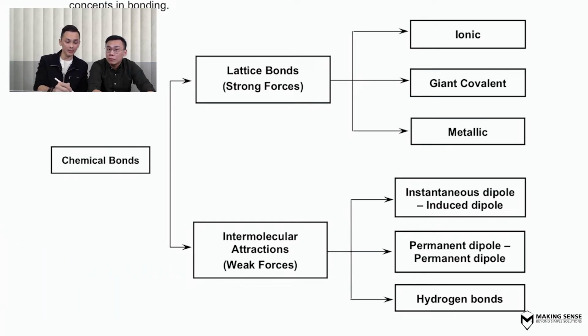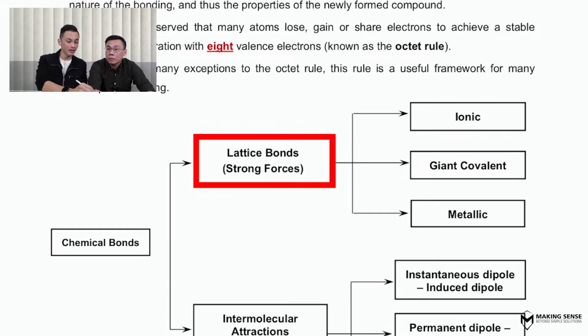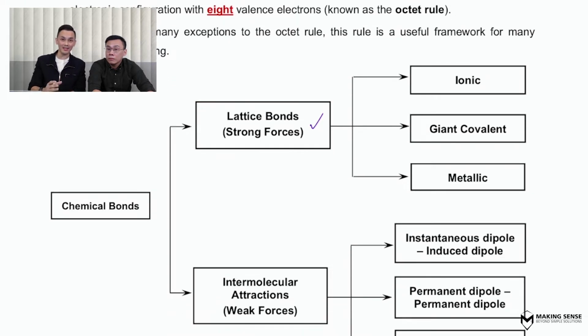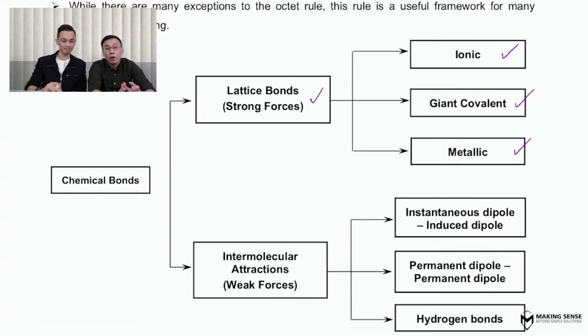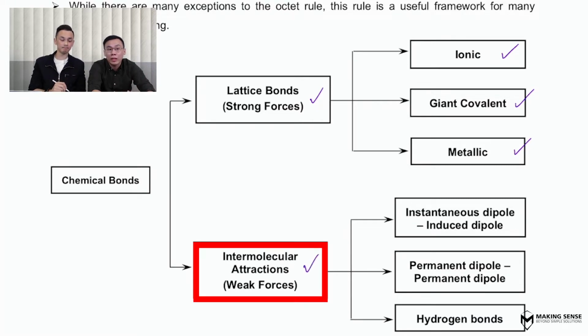Now, the first one are those that involve lattice bonds. Lattice bonds will involve very strong forces, and there should be things that you are quite familiar with. For example, your ionic bonding, giant covalent bonding, as well as metallic bonding. And on a smaller scale, between the molecules, there exist intermolecular forces of attraction, which you'll be familiar with from your secondary school days.